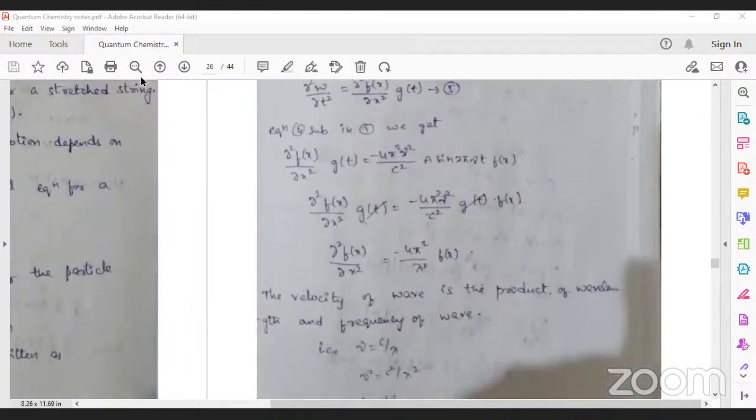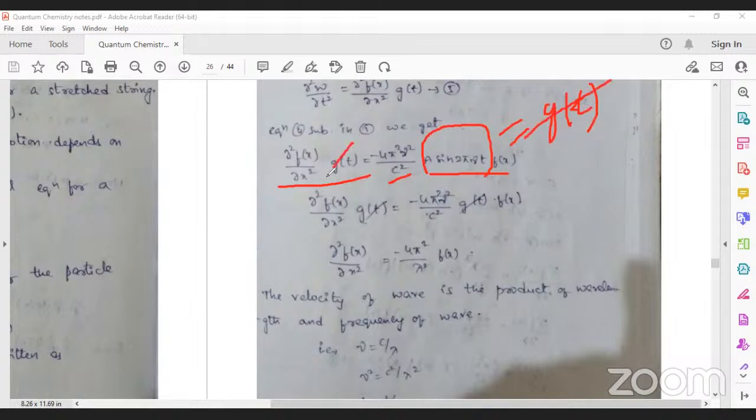We will get one new equation, that is in equation 1, if we substitute dou square f of x by dou x square into g of t is equal to minus 4 pi square nu square by c square into a into sine 2 pi nu t into f of x. This a into sine 2 pi nu t is equal to what? g of t. This we already defined as g of t. Therefore, on the right hand side g of t will be there, on the left hand side g of t will be there. That will be cancelled. Therefore, dou square f of x by dou x square is equal to minus 4 pi square nu square by c square.